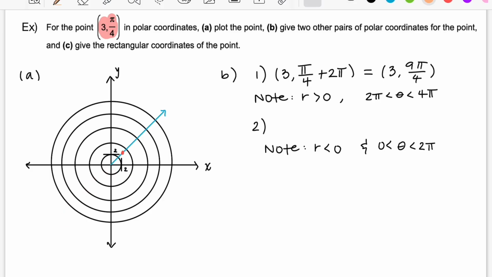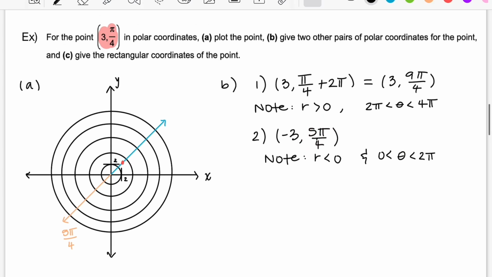So let's just write that in a different color. This would be our 5 pi over 4 ray. And if our radius was minus 3, we would have to be 3 units in the opposite direction of this ray, which gives us this point. So that tells us that point would be an equivalent pair of polar coordinates. And that would be minus 3 and 5 pi over 4. And in this case, we satisfied these parameters here, where our radius is negative and our theta is going to be in between 0 and 2 pi.